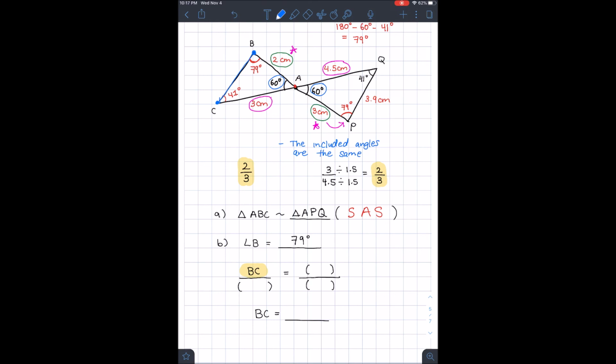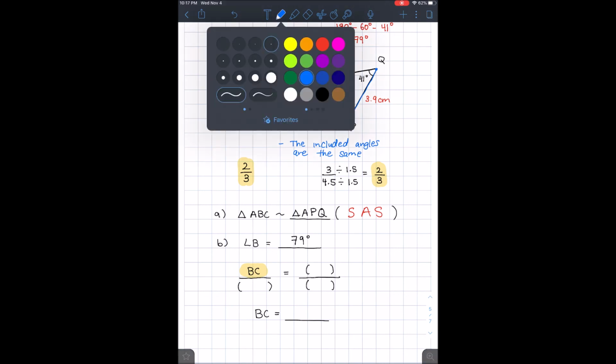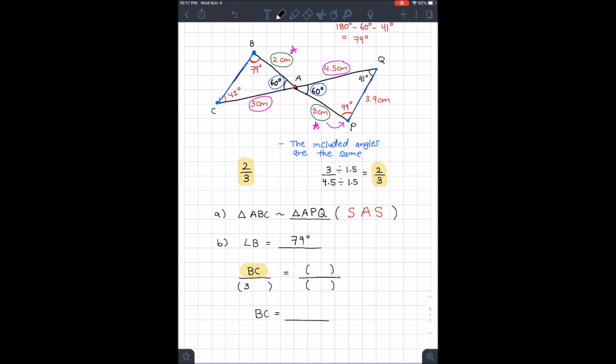To write the fraction, we have to write the corresponding side on the other triangle in the denominator. Well, the corresponding side on the other triangle is from Q to P, right? And the length of Q to P is 3.9 centimeters. So we can write 3.9 centimeters. Now what about the other side of this equation? So BC over 3.9 centimeters is equal to blank over blank.